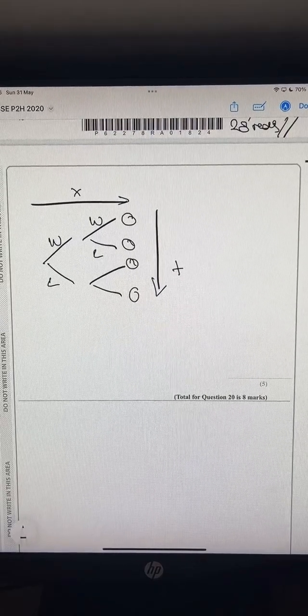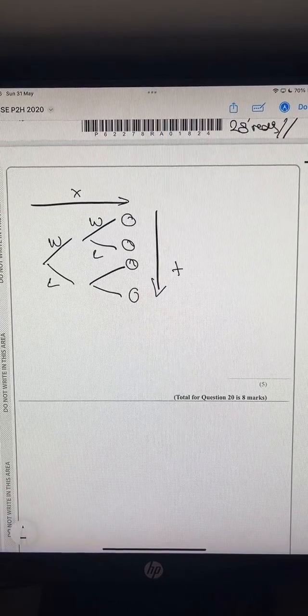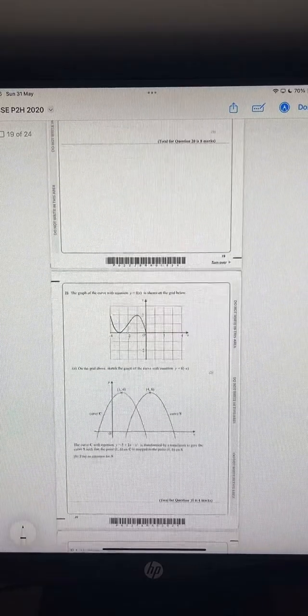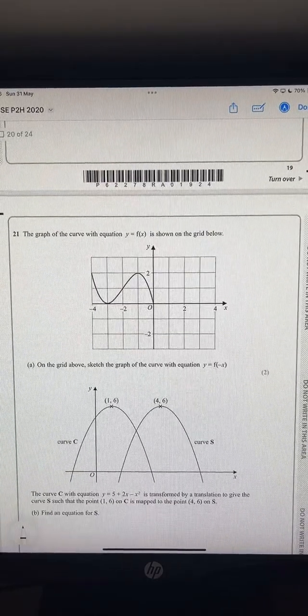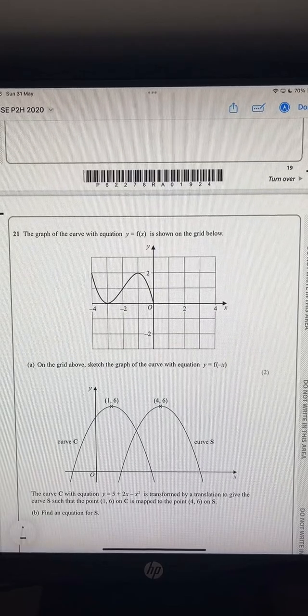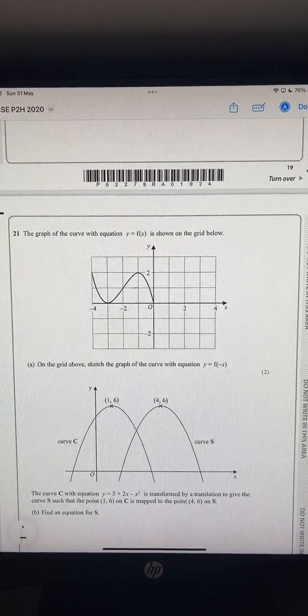I don't get algebraic fractions. Do you move to the right? Yeah, that's the next one. For 21, do you reflect the graph in the y-axis? For question 21, do you reflect it in the y-axis? Exactly, yep, that is correct.